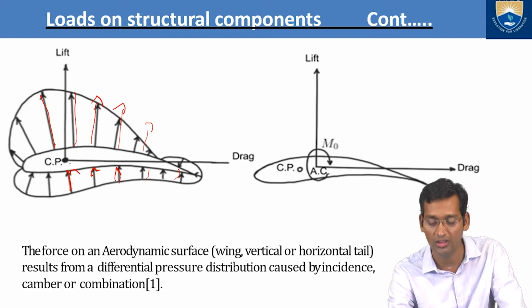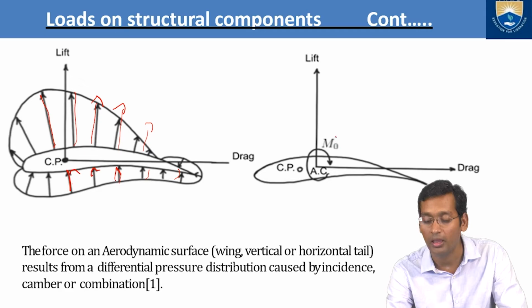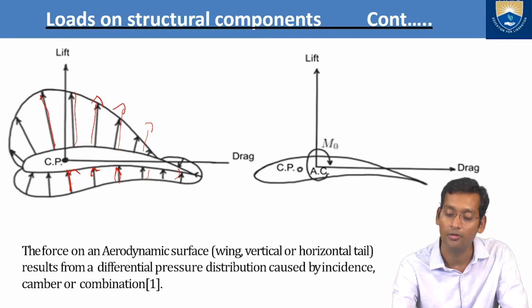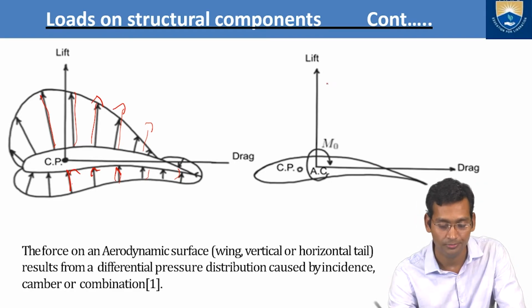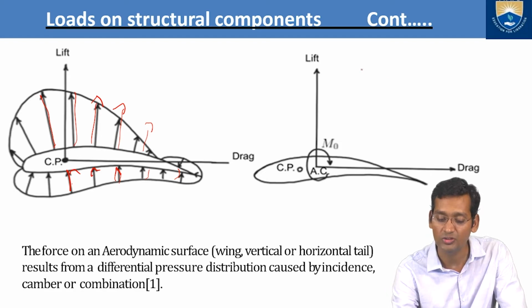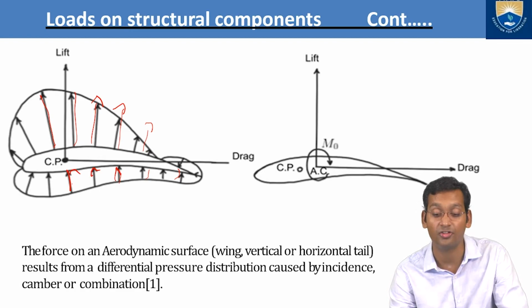The same you can see here. This is AC, the aerodynamic center. This is CP, the center of pressure. Here M0 is the moment. This is drag, which always acts in this direction. Lift always acts vertically upward. These forces are called aerodynamic forces, which act on the aerodynamic structure or shape.